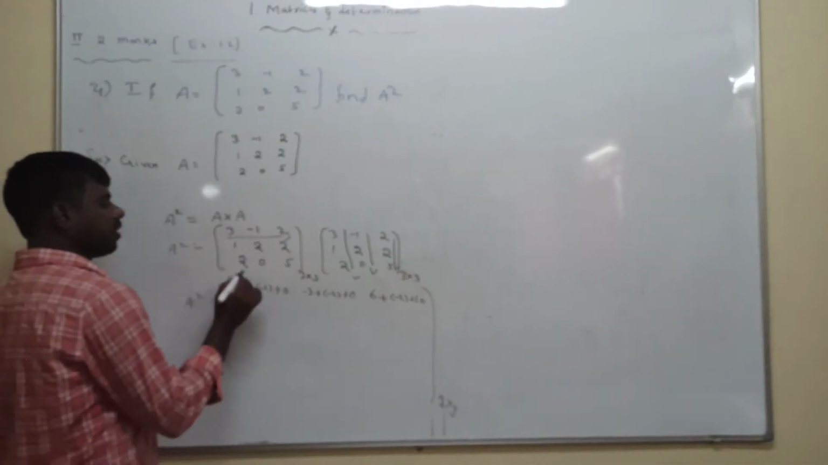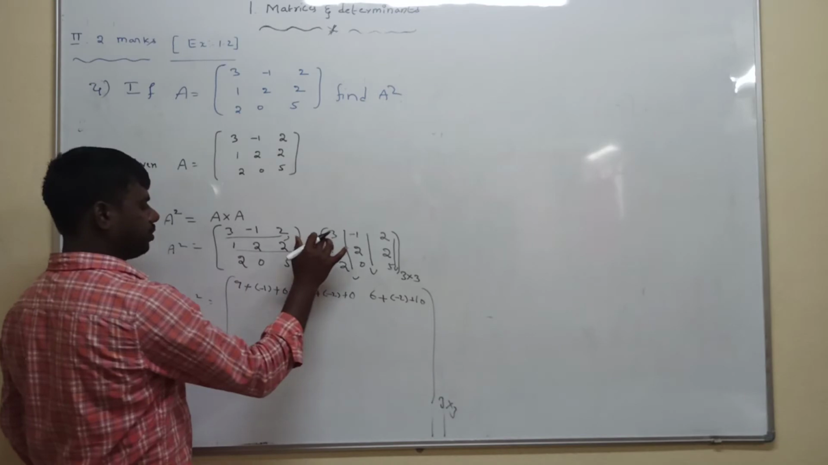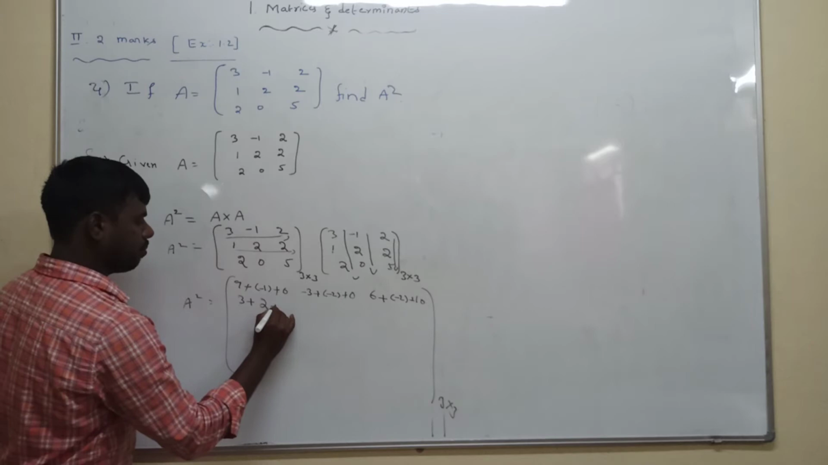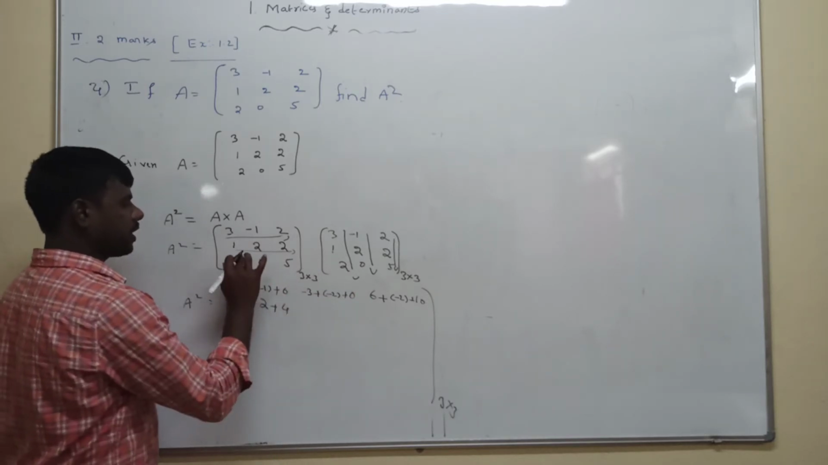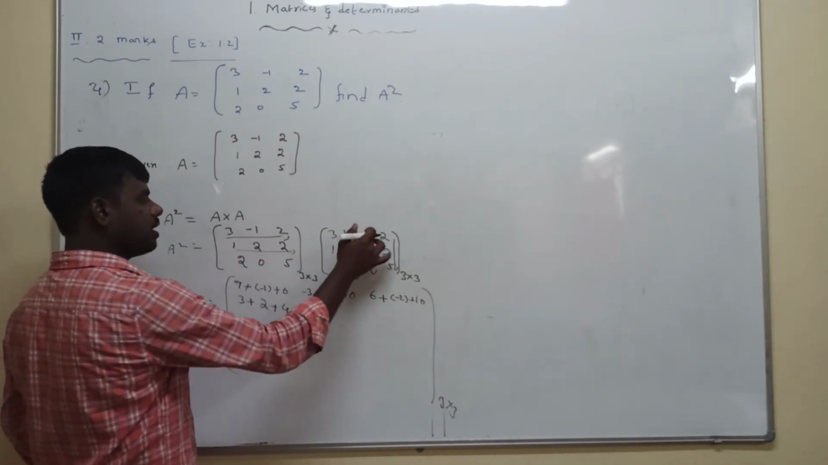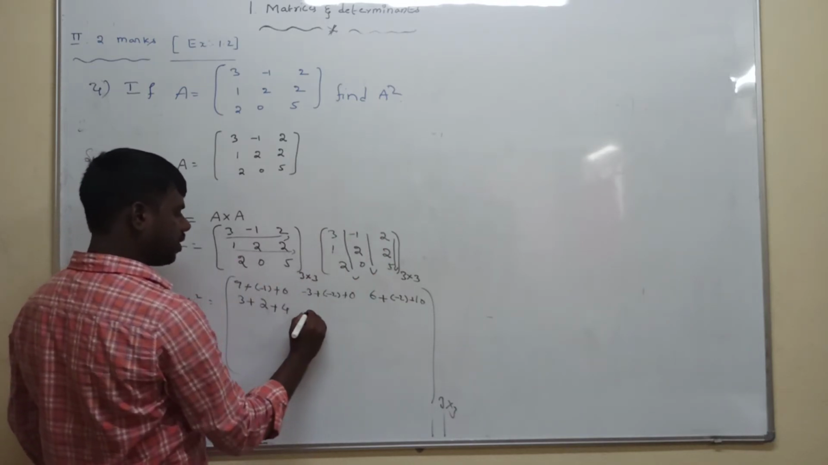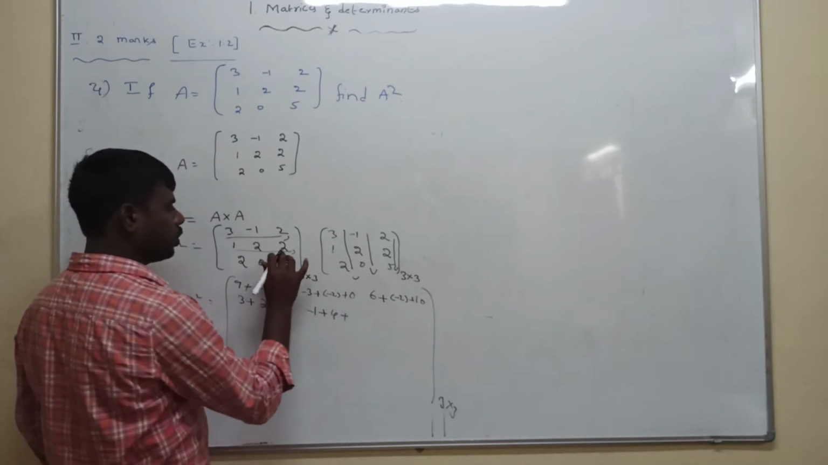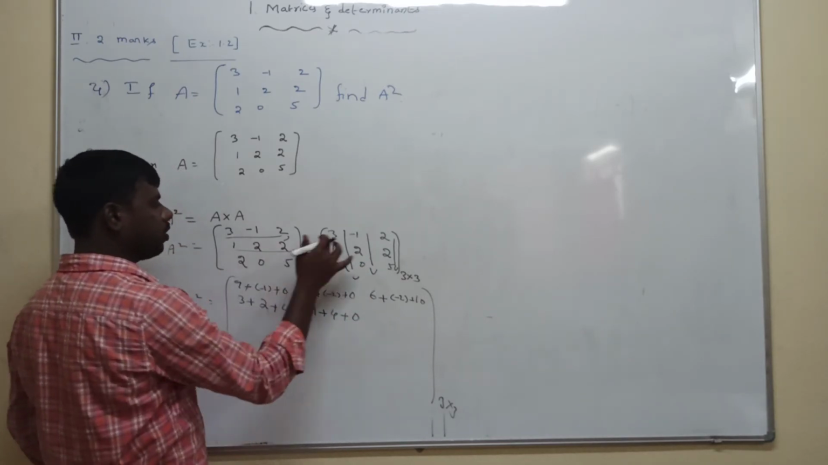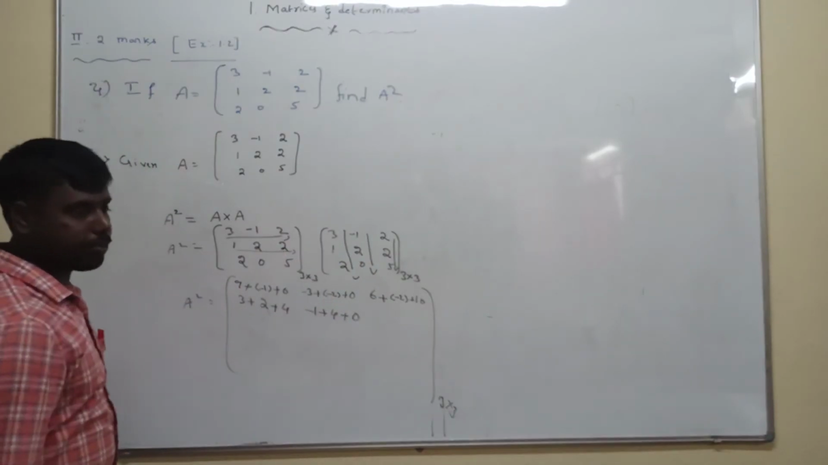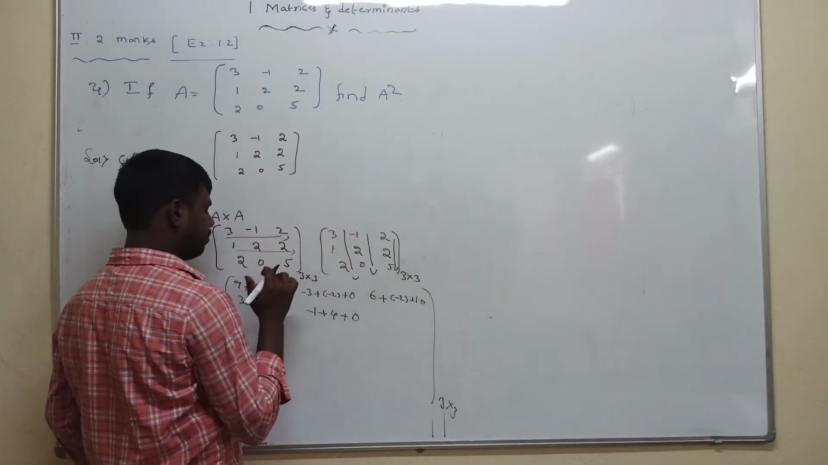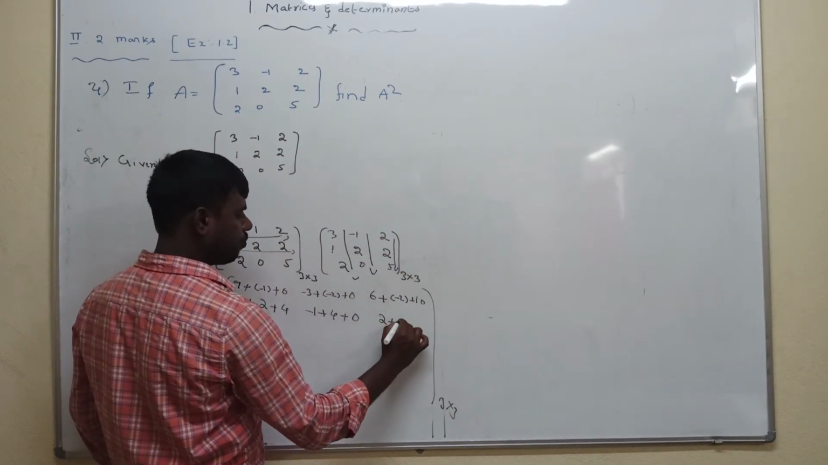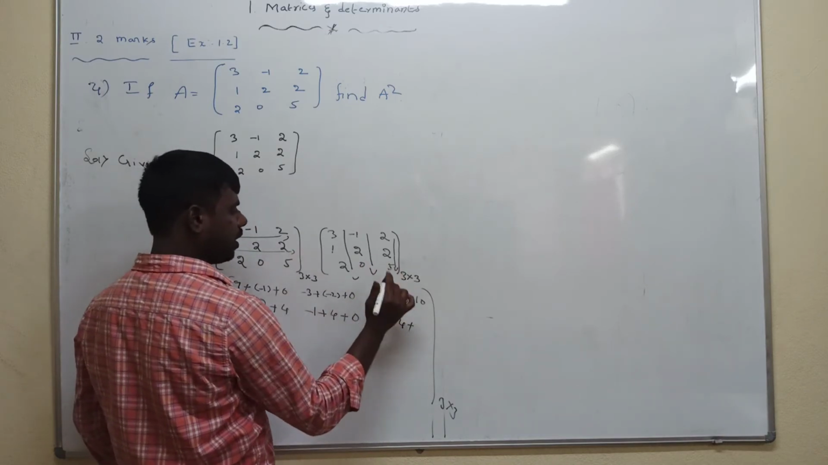So first row is over. Next, the product with the second row, first column. 1 into 3, 3, plus 2 into 1, 2, plus 2 into 2, 4. Second row, first column is over. Next we are going to second row, second column. 1 into minus 1, minus 1, plus 2 into 2, 4, plus 2 into 0, 0. Next, product with the second row, third column. 1 into 2, 2, plus 2 into 2, 4, plus 2 into 5, 10.